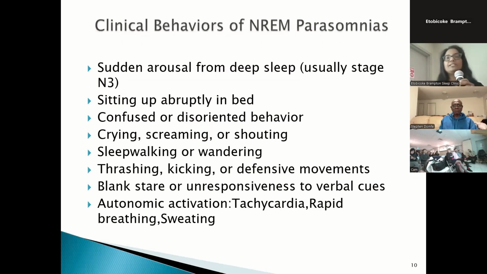So the clinical behaviors of non-REM parasomnias: sudden arousal from deep sleep. They're sleeping in deep sleep, with delta waves we can see, but then sudden arousal. Sitting up abruptly in bed, confused or disoriented behaviors, crying, screaming or shouting, sleepwalking or wandering, thrashing, kicking or defensive movements, and blank stare or unresponsiveness to verbal cues. And autonomic activation we can see, like tachycardia, rapid breathing, or sweating.